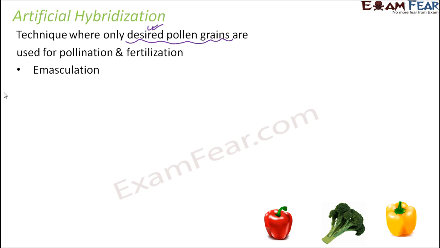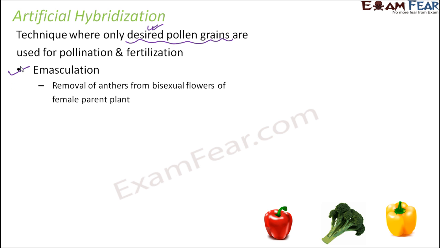So what is emasculation? It is the process of removal of anthers from bisexual flowers of the female parent plant. Now, why do we do this? Emasculation is derived from the word masculine. It is related to male. So we are actually removing the male part. That is why we remove the anthers from bisexual flowers, that is, the flowers which have both the male part and the female part.